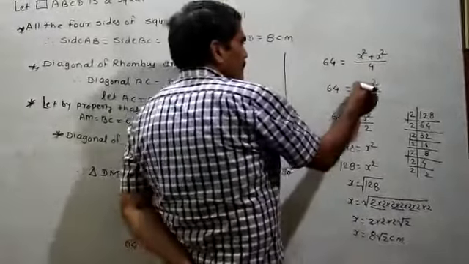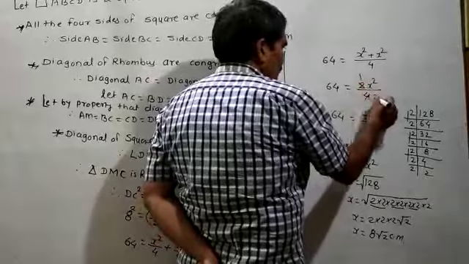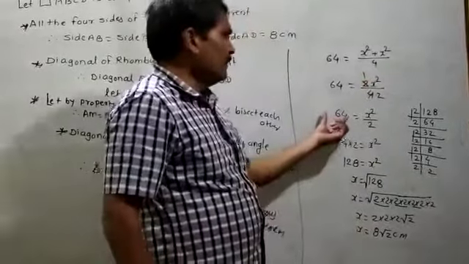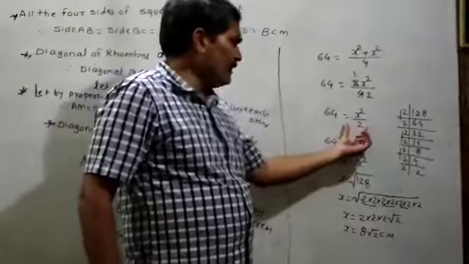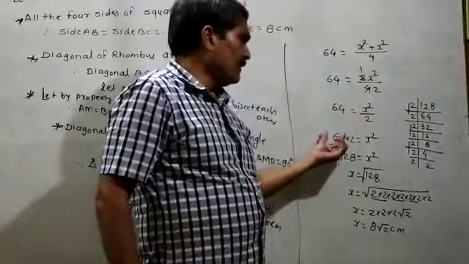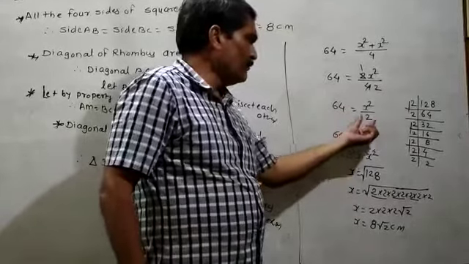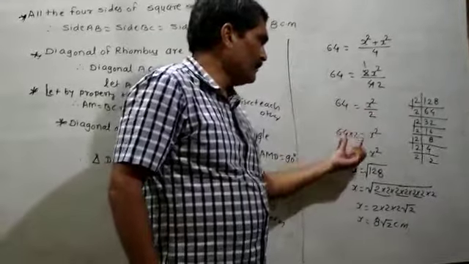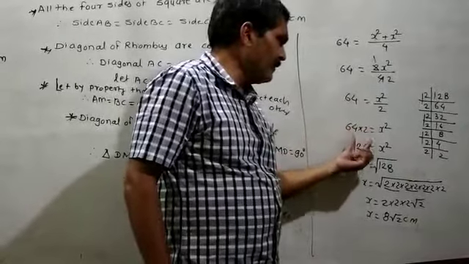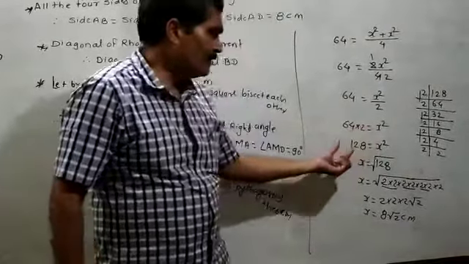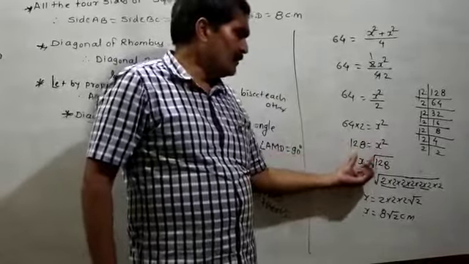Now do the division. 2 ones are 2, 2 twos are 4. This becomes 64 is equal to x square upon 2. You have to transpose this division by 2 to the other side, and it becomes multiplication by 2. When it goes from the right side to the left side, it becomes multiplied by 2. 64 multiplied by 2 is equal to 128. So x square is equal to 128.